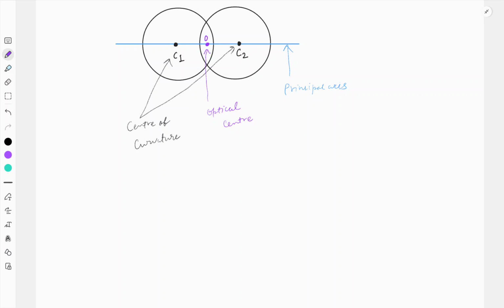It is represented by the letter O. A ray of light through the optical center of a lens passes through without suffering any deviation. Okay, so that's the particular rule that we'll learn in image formation. Here we're just going to talk about the terms.